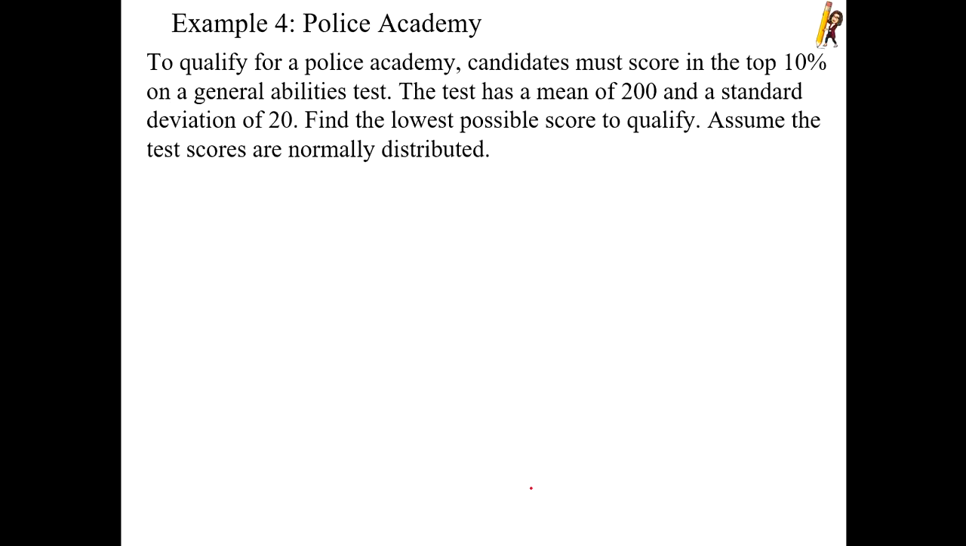So the first thing I notice about this problem compared to all the other problems we've tried today is it's telling me to find the lowest possible score. In the previous 3 problems, they told me to find the percent or the probability, which is a percent, under the curve. But this time they gave me the percent, and we need to find the lowest possible score to qualify to be in that top 10%.